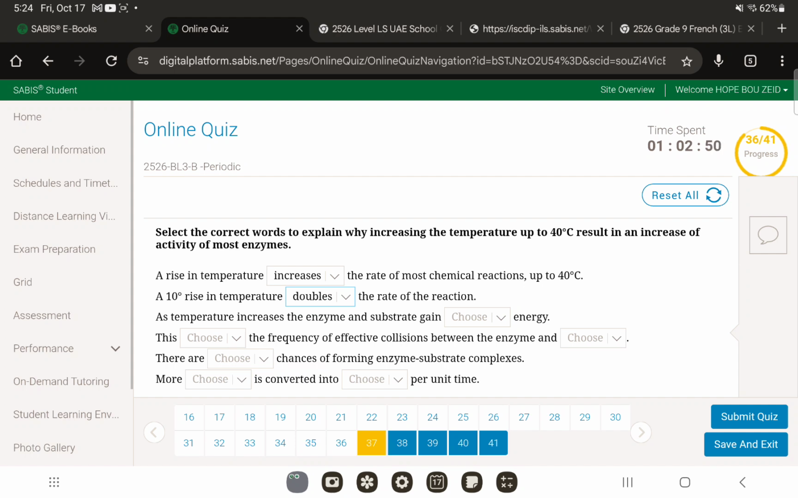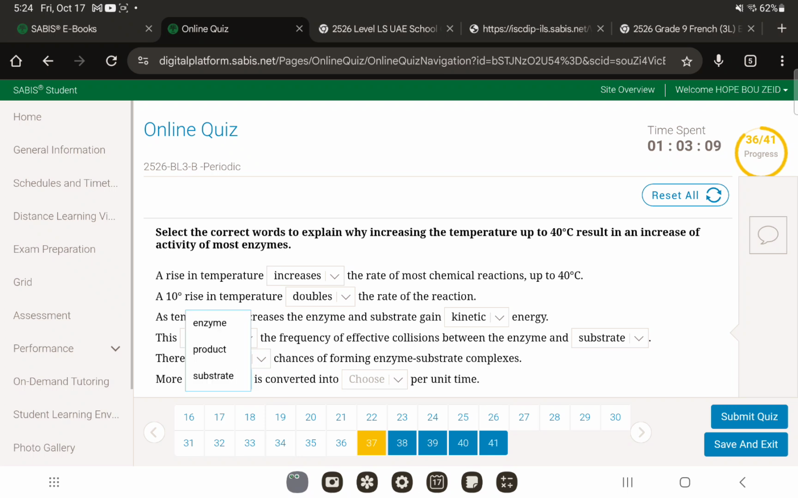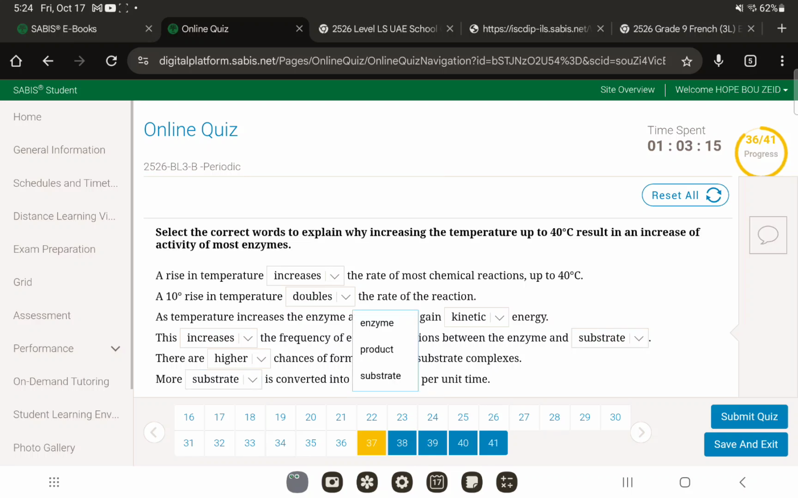As temperature increases, the enzyme and substrate gain kinetic energy. This increases the frequency of effective collisions between the enzyme and substrate. There are higher chances of forming enzyme-substrate complexes. More substrate is converted into product per unit time.